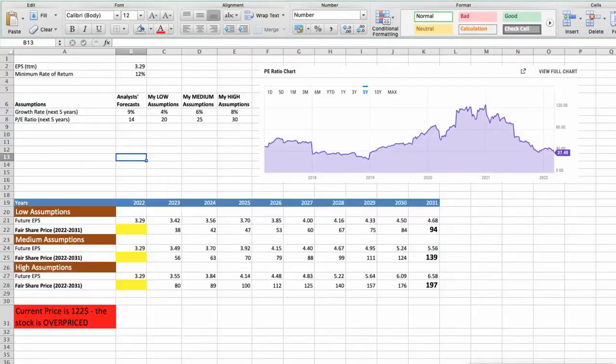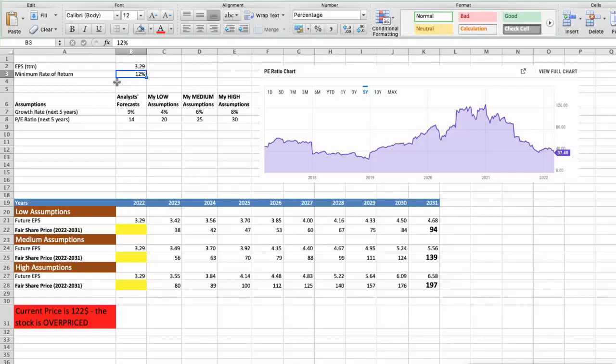Second model. Valuation based on earnings per share. This spreadsheet contains another financial data that we will use for the stock valuation. The current earning per share price for the company is 3.29. Minimum rate of return. I will use 12%, because when we invest in individual stocks, we are looking for a higher return than the S&P 500.